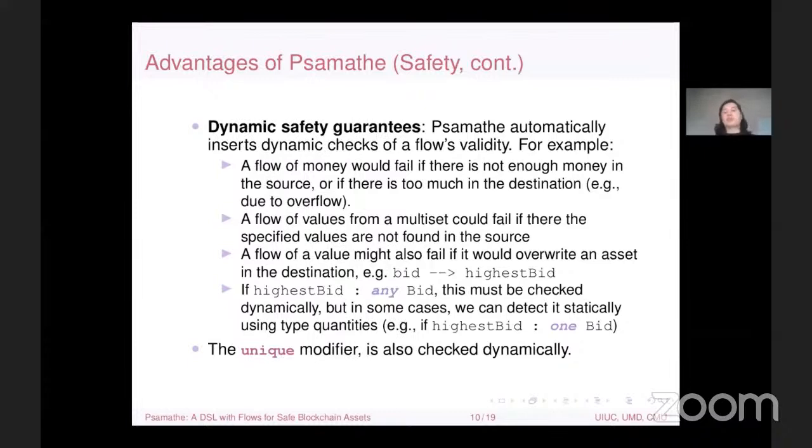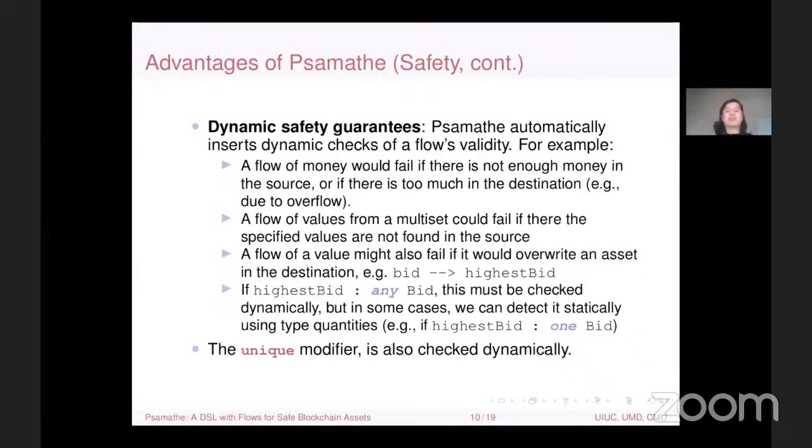For example, if we're replacing the highest bid by bid, if highest bid has type any bid, then we have to dynamically check that highest bid doesn't have any values, because if we were to flow there, it would overwrite the highest bid, therefore losing money because we're not keeping track of it anymore.